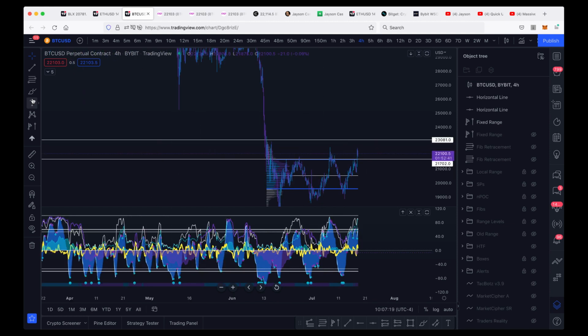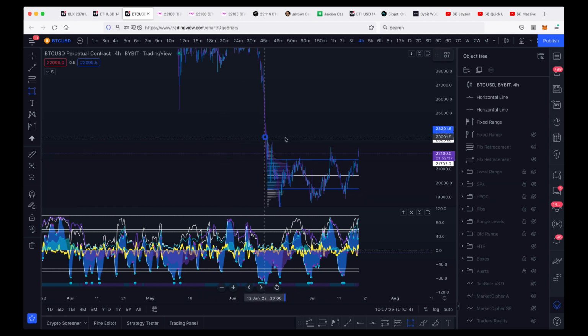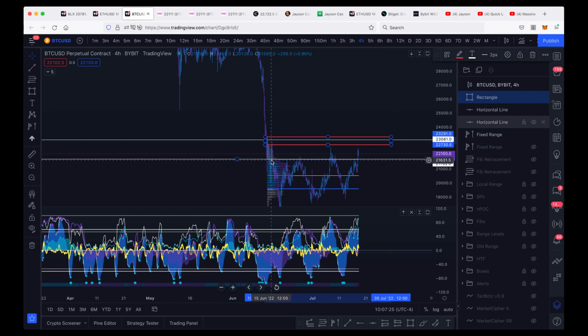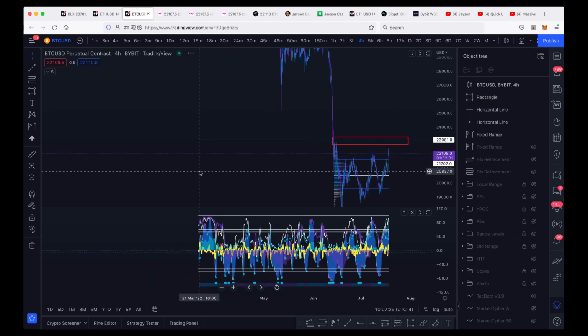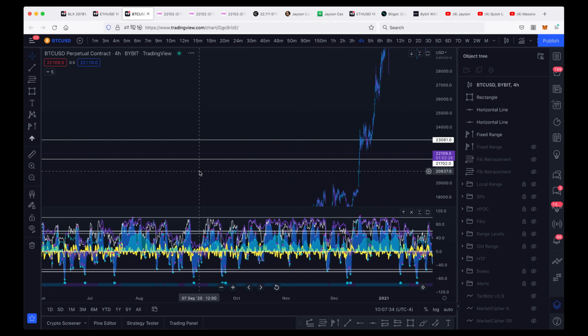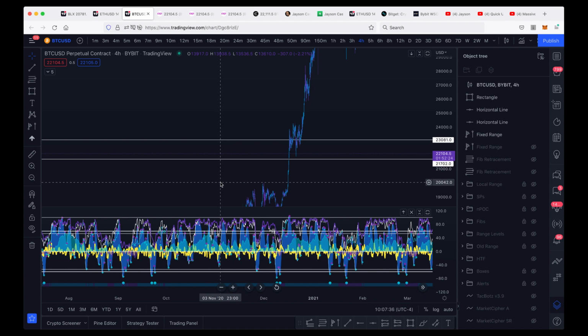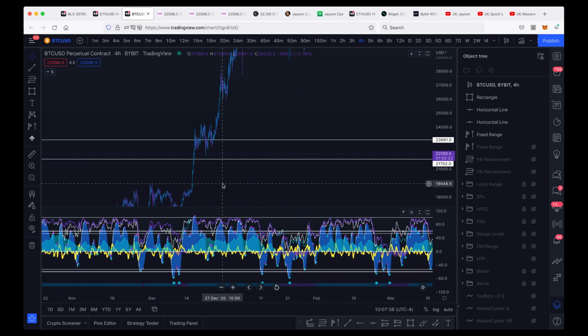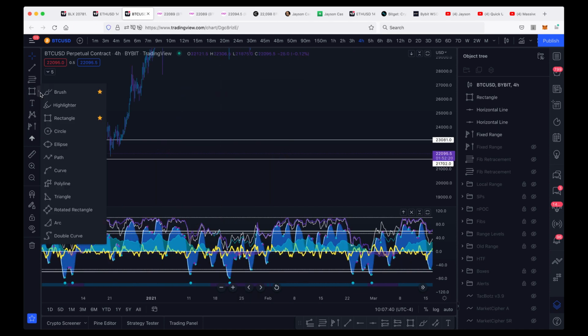$23,000, in my opinion, is that last area of resistance before we get a massive move to the upside where there's literally no market structure. And the reason for that is because not only do we have these highs that we could take out, but if we come all the way back in time to 2020, when we broke out of 20K, we got a massive move to the upside. And then we start to form this bull flag right here.